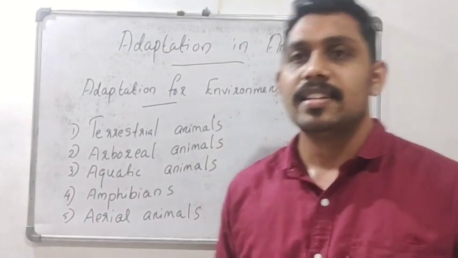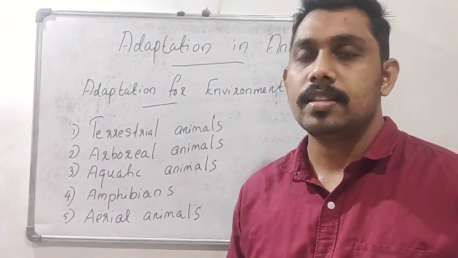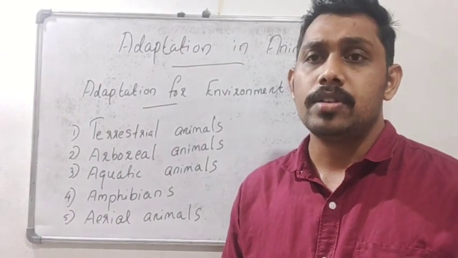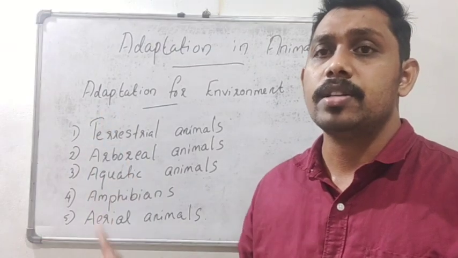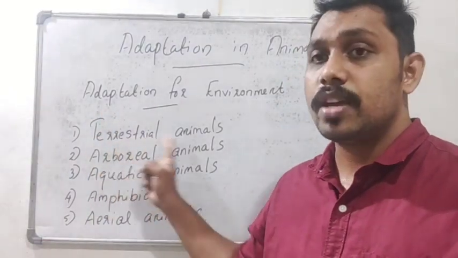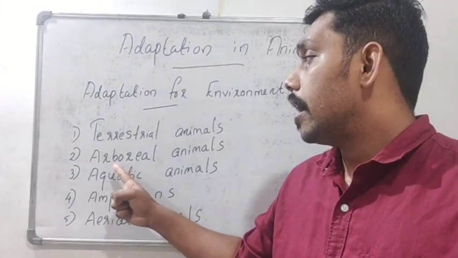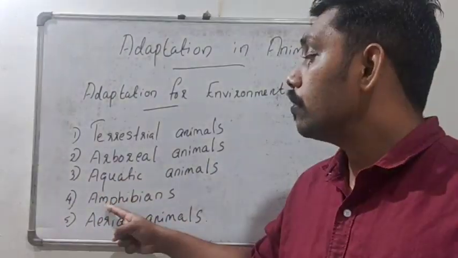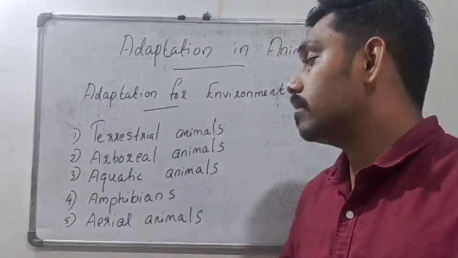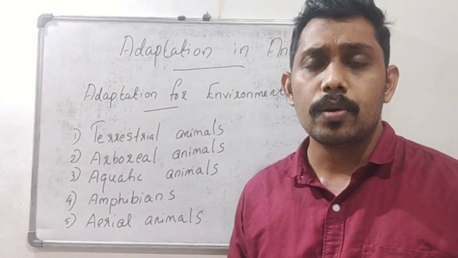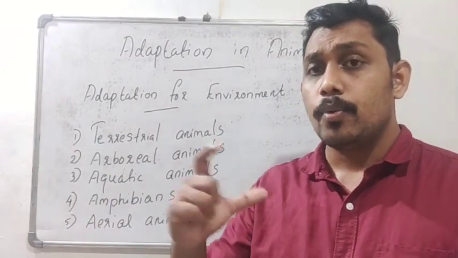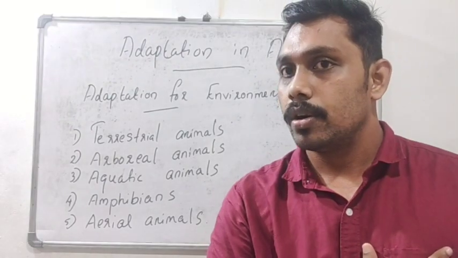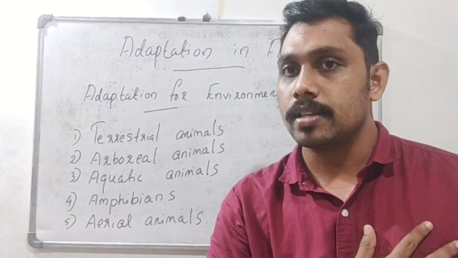Okay, my dear students. So the first topic in this chapter is adaptation for environment. There are 5 types of adaptation in environment. First one is for terrestrial animals. Second one is for arboreal animals, third one for aquatic animals, fourth one is amphibians, and fifth one is aerial animals. My dear students, we have discussed terrestrial plants in the previous section. I think you remember those things, isn't it?